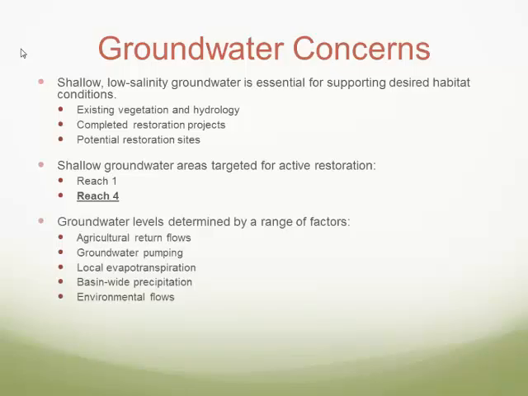So in Reach 4, it's a complicated plumbing system, even for groundwater, and it's influenced by a lot of factors that are not in our control, like agricultural return flows, groundwater pumping, evapotranspiration in the corridor, precipitation, and the water that comes in from the Colorado River in the U.S. And then, of course, some active work to get environmental flows.